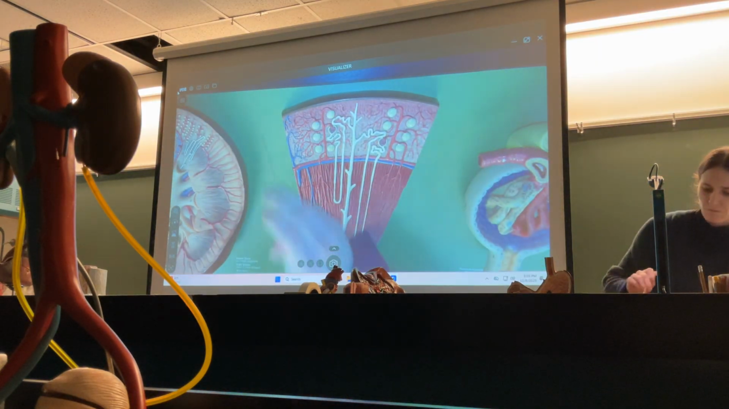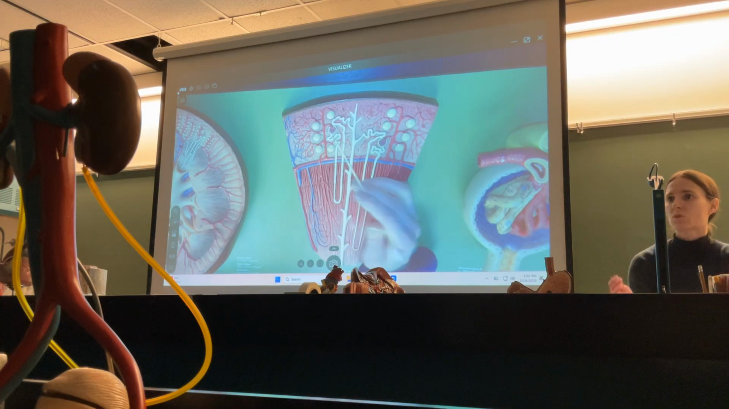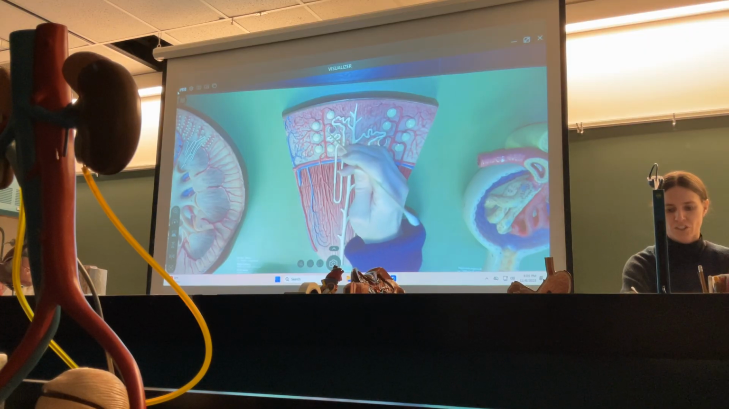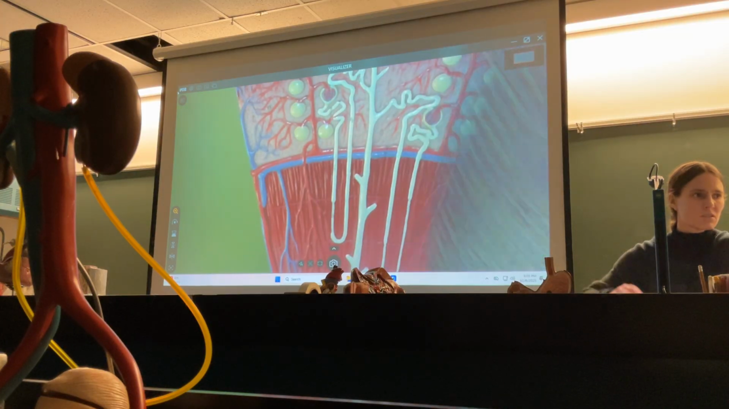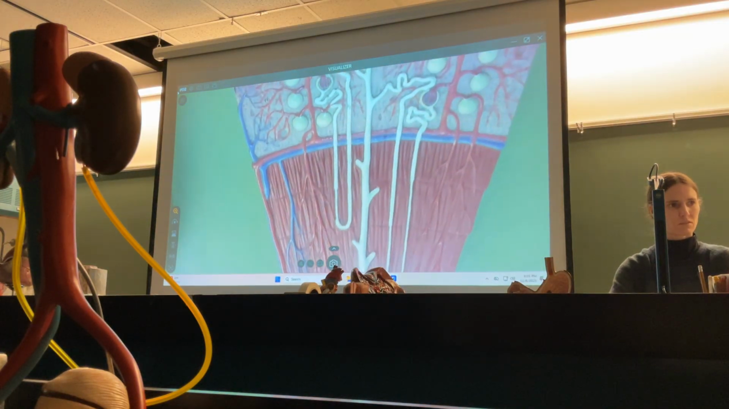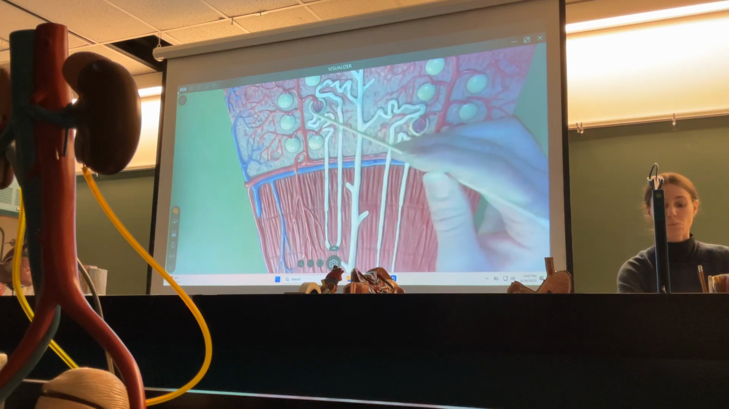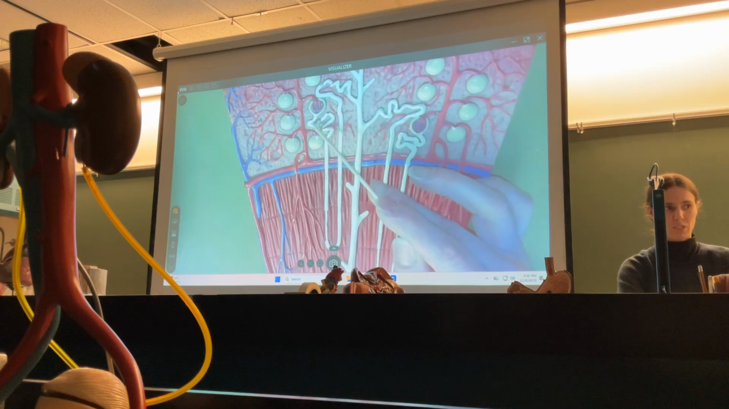Here's our nephron. Again, you can see that cortex here, the renal pyramid here, which is the medulla. The renal corpuscle portion of the nephron is made up of two structures. You've got this kind of outer structure here. What is that outer structure of the renal corpuscle? The Bowman's capsule, and then again, what is that set of capillaries right here? Glomerulus.